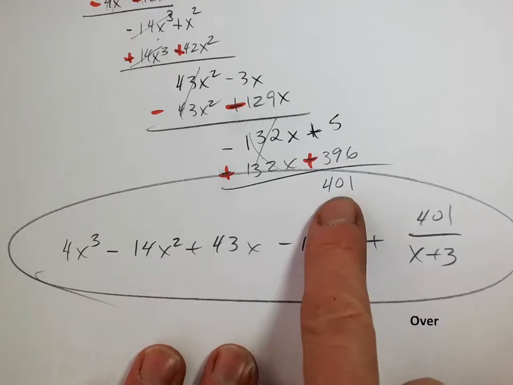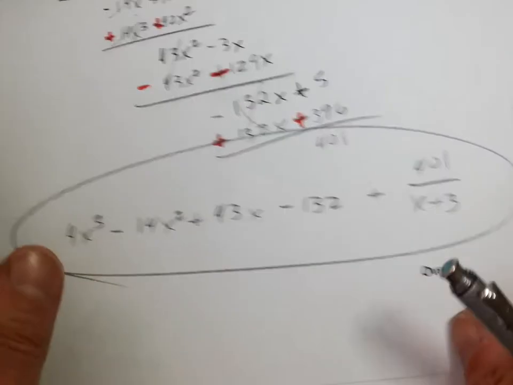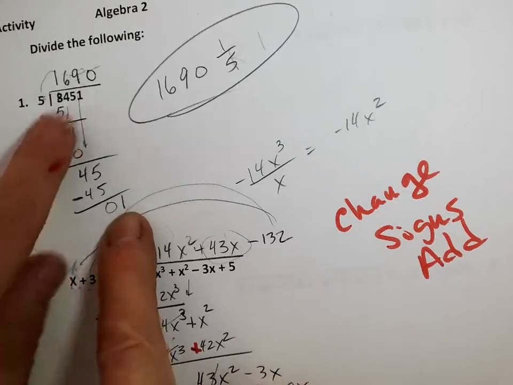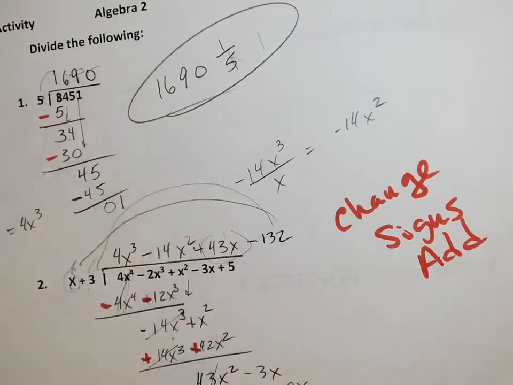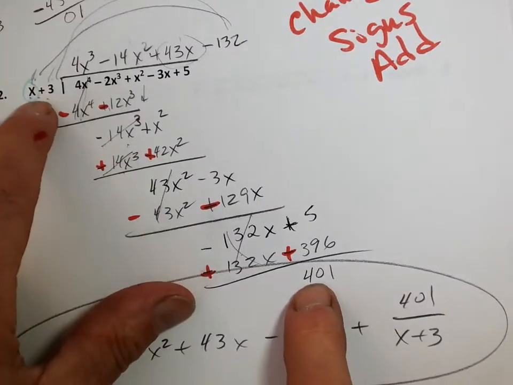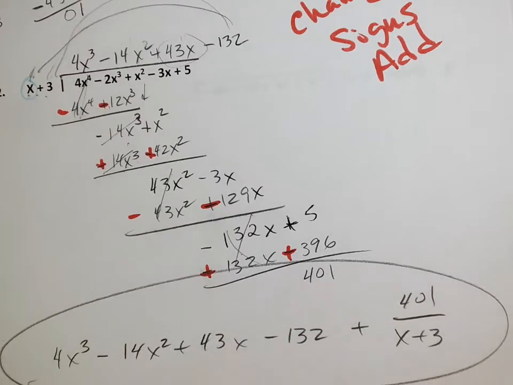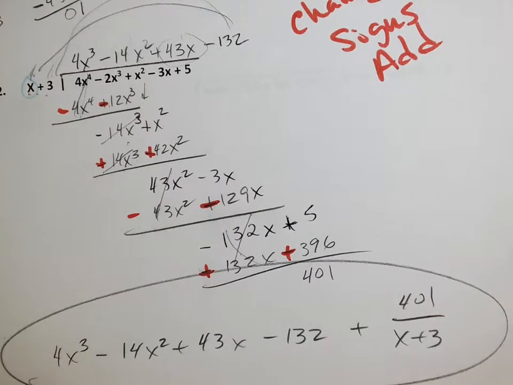Right, so here's my remainder. So let's go to this. Here's my remainder over my divisor. Good question, right? Now, turn the page.